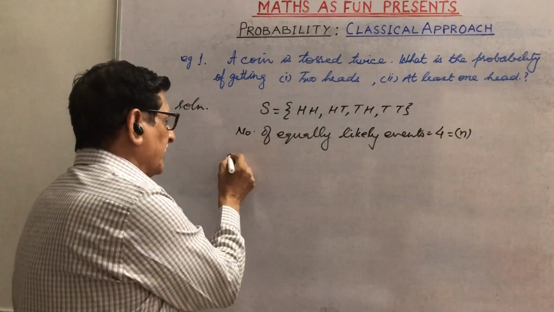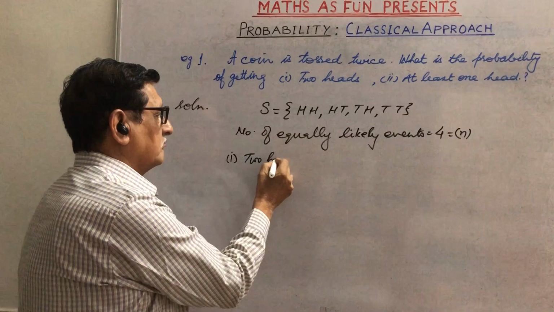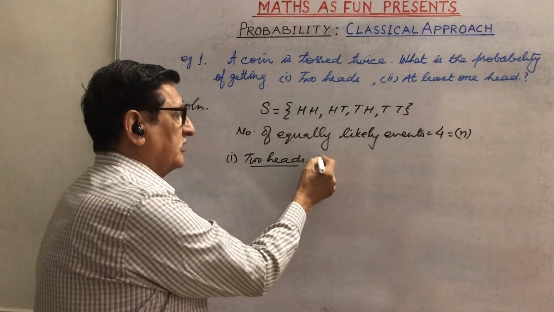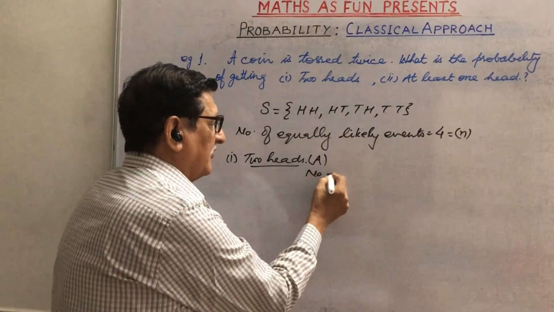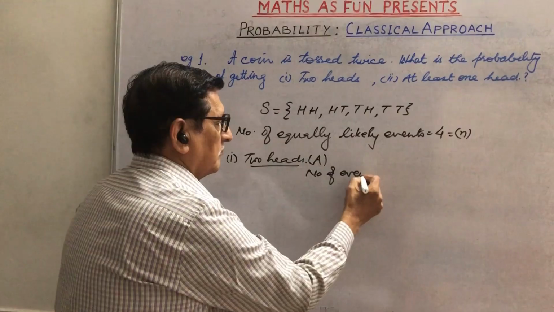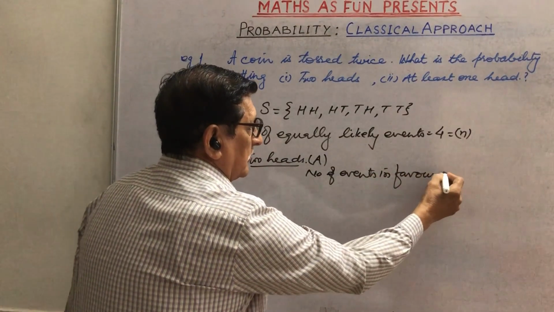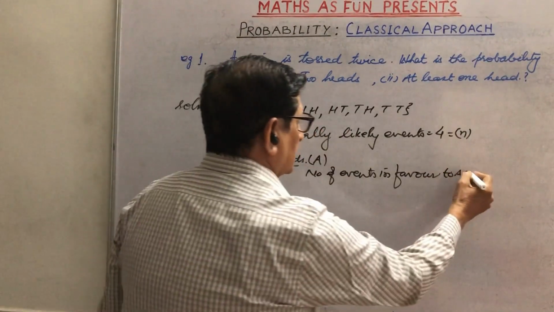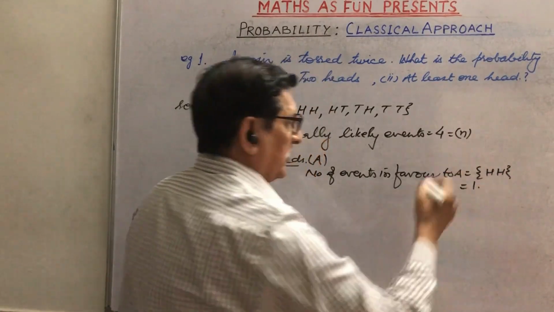Now, when we go to the first case, we have to find 2 heads. Suppose this is the event E. Then the number of events in favor of it, we find, is only 1, that is HH. This is equal to 1.